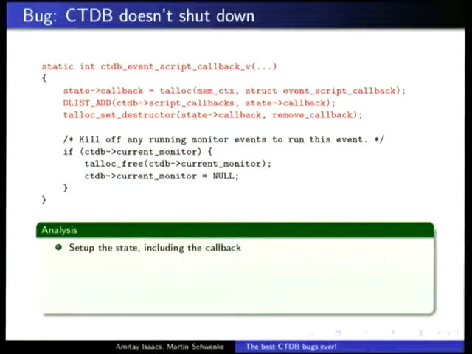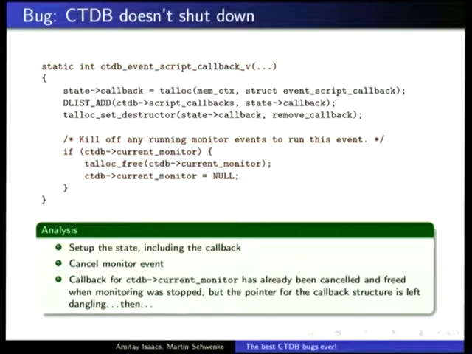We spin forever. Okay, the two things of relevance in this very big function is that we set up a bunch of state, including setting up the callback. Then we cancel the monitor event. A lot of the events that we run in CTDB can interfere with monitoring. You know, we might restart a service, whatever. So while we're running another event, if monitoring is running, we want it to go away for a while, so we cancel it. And that's part of the monitor cancellation code, the exciting part.